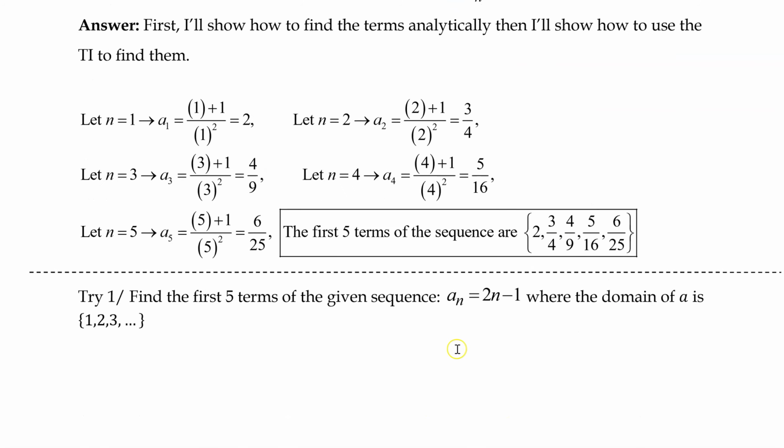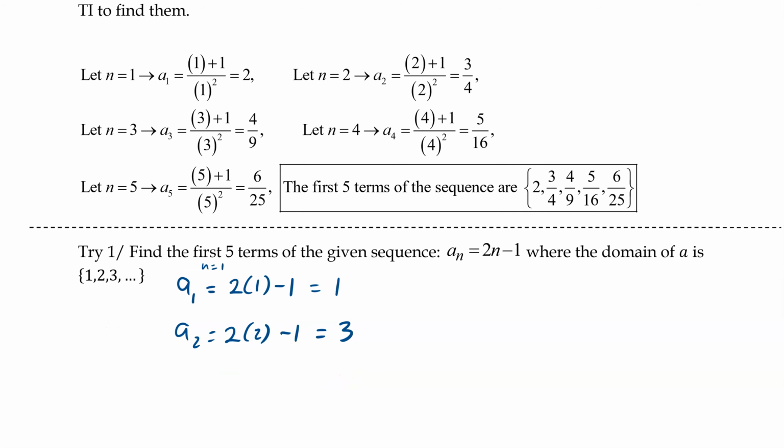So let's try one. So here's n, and there is n. So if we want our first term, that means we will be plugging in n equals 1 for our first term. So it would be like this, 2 times 1 minus 1. So we're just replacing the n with 1, and so there's our first term. And then we plug in 2 for our second term. And that would give us 3. So 2 times 2 is 4, minus 1 is 3. And then we just keep going until we get to our fifth term.